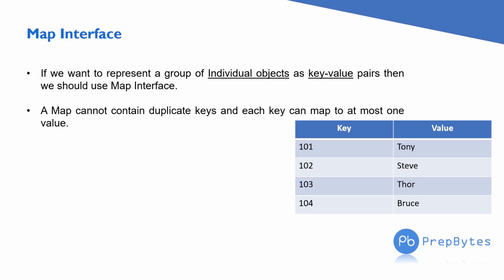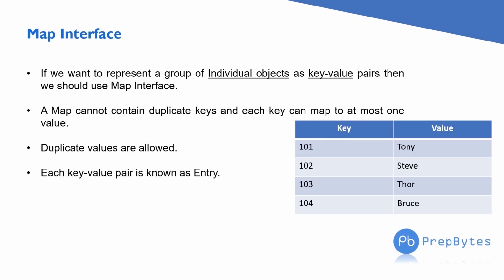Correct. Next is a map cannot contain duplicate keys. So these keys cannot be duplicate but the values can be duplicated. Okay, and each key can map at most to one value. Duplicate values are allowed. The next point is each key value pair is known as entry. So this is a key value pair, that is 101 and Tony. This is known as an entry.